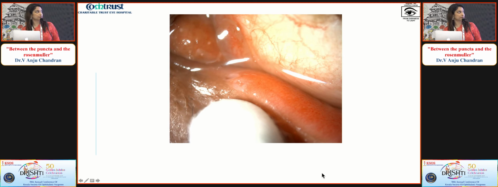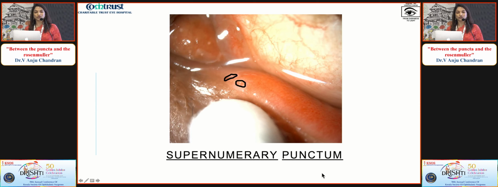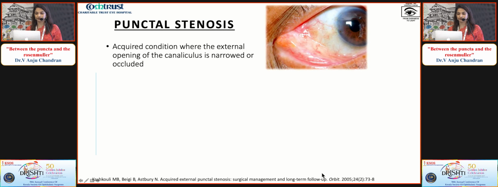So anything in this picture that stands out? How many puncta are there? Two, yeah. So this is a condition of supernumerary puncta, where usually the patient presents to you only when there is an associated condition like a nasolacrimal duct obstruction.